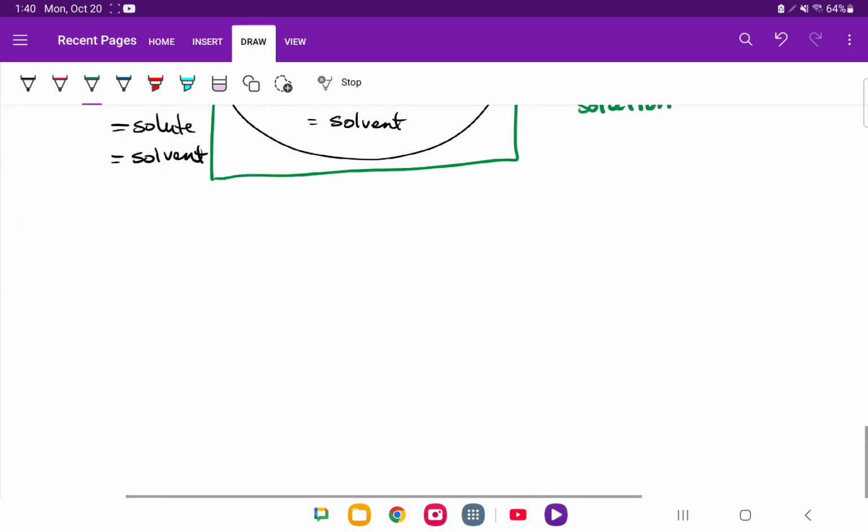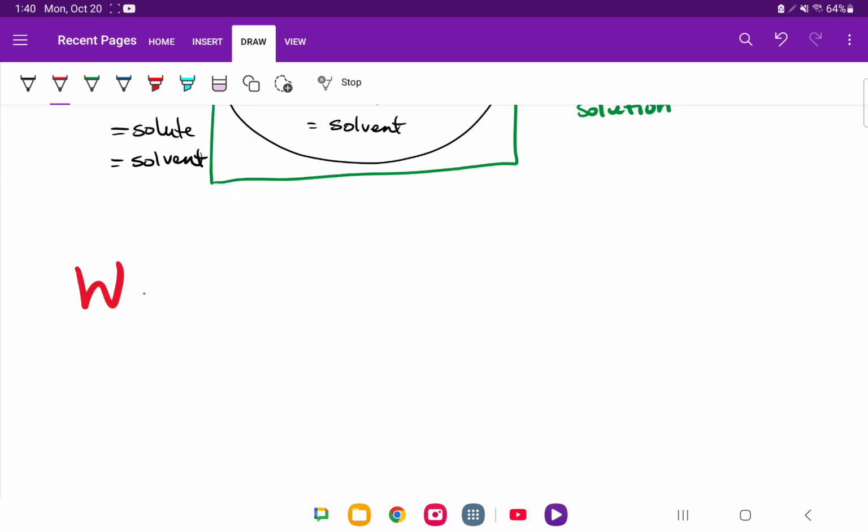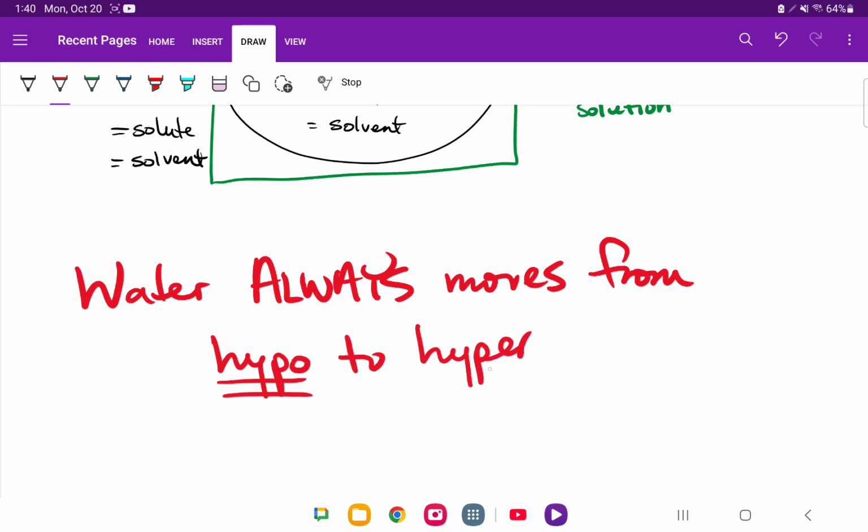All right. And then the ultimate thing to remember: water always moves from hypo to hyper. Always. Memorize that. Water always moves from a hypotonic solution to a hypertonic solution.